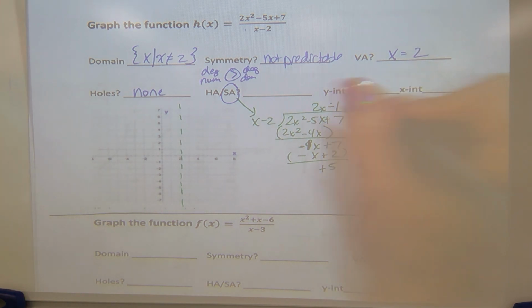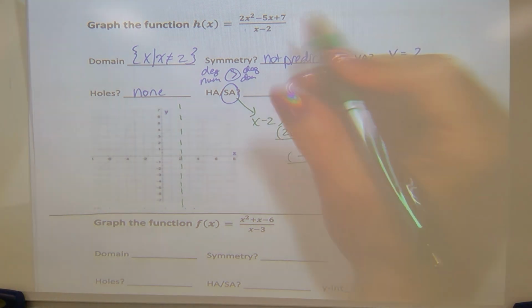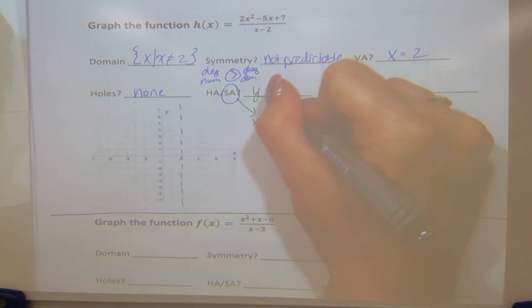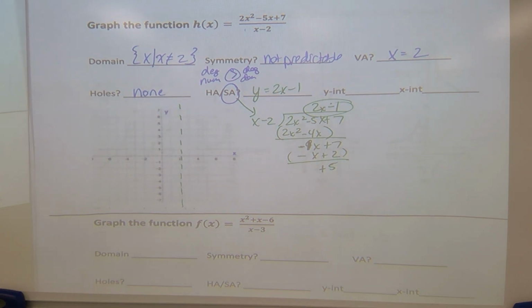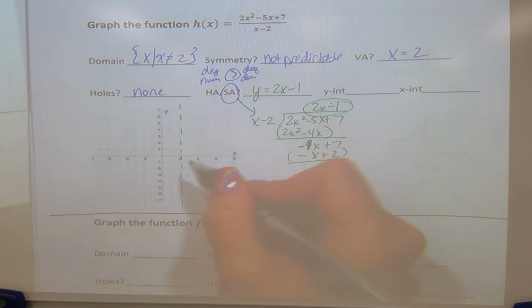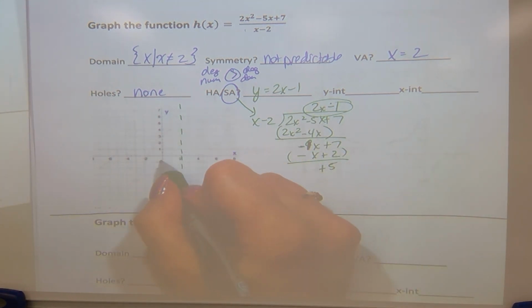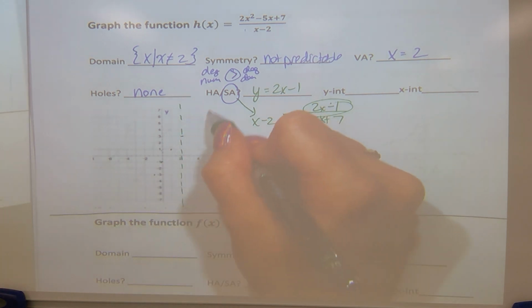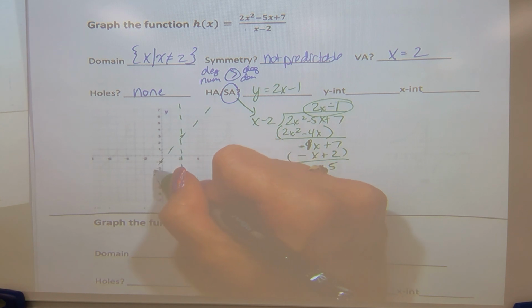Don't worry about that denominator. All I'm interested in is that quotient. So y equals 2x minus 1. Y equals 2x minus 1 is what I'm going to work with there. When I graph that, I start at negative 1, I go up 2 over 1, up 2 over 1, down 2 over 1. There is my slant asymptote.